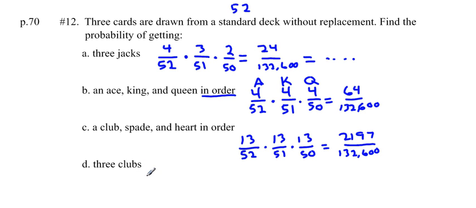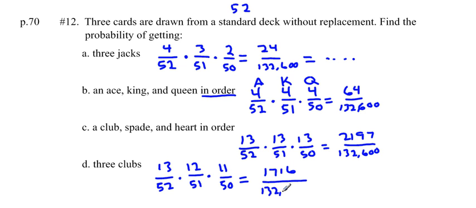All right, last problem. 3 clubs. So, okay, in the last problem we saw that there's 13 clubs in a deck out of 52. For the second card, 1 of those clubs is missing. We need 3 clubs now, so to get the second, it's going to be 12, and 1 card is missing out of 51. And the third club, we need 11 out of 1 card is missing, 50. And again, multiplying the top times the top, bottom times the bottom, we get 1716 out of 132,600.